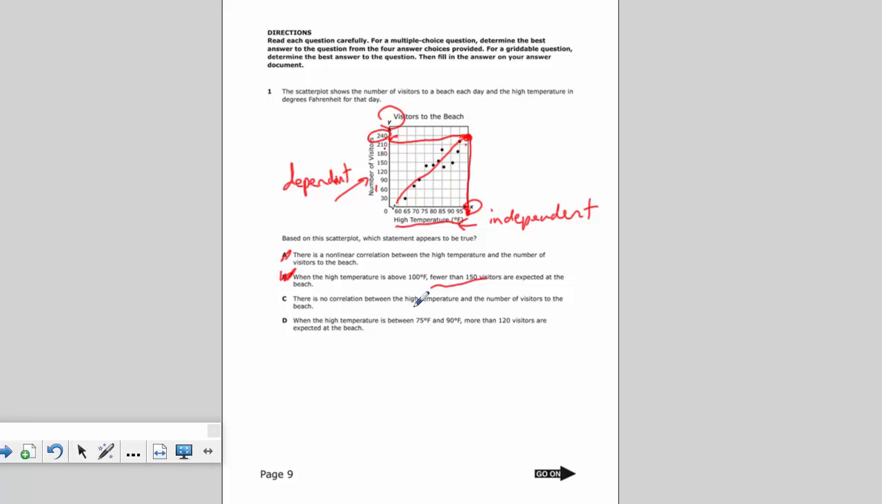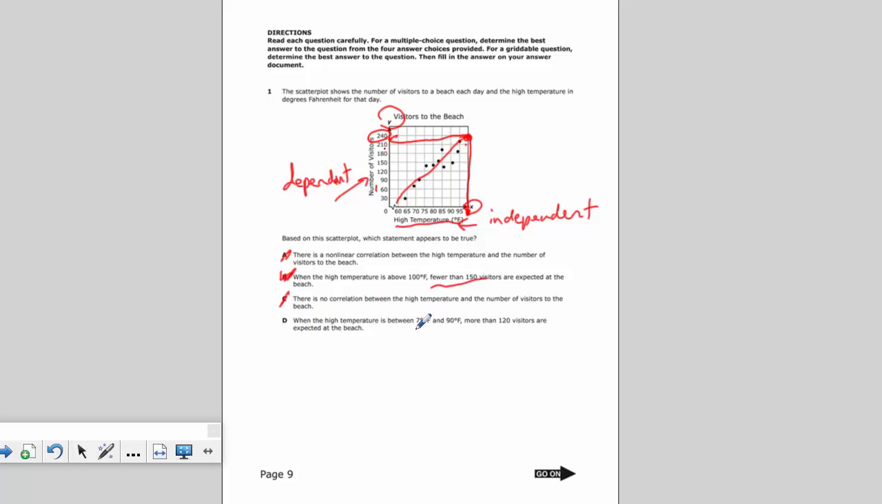C says there's no correlation between the high temperature and the visitors on the beach. So this answer says there's actually no relationship between temperature and visitors. It's pretty common sense. If the temperature is increasing, you can see that the visitors are going up gradually. So that doesn't make any sense. There is a relationship. There is a correlation. So this leaves the last answer.